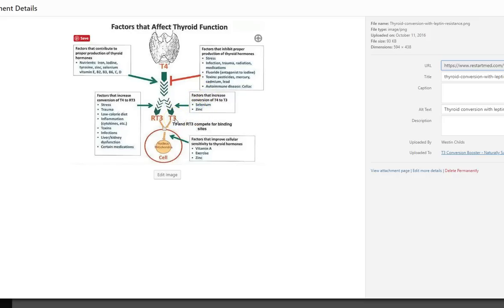So if you use these strategies, you should be in good hands, and you should be able to optimize your thyroid function. So that's it for today for T4 to T3 conversion.